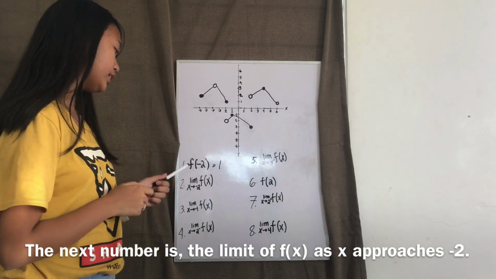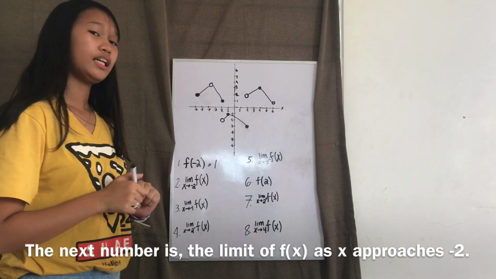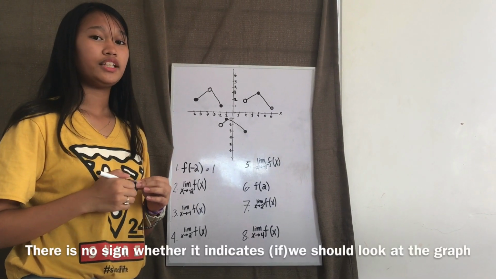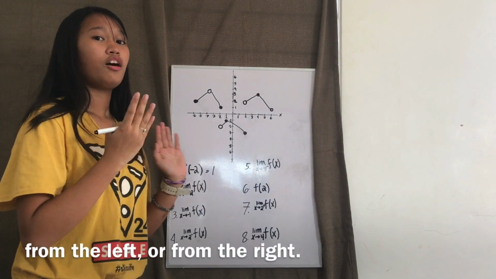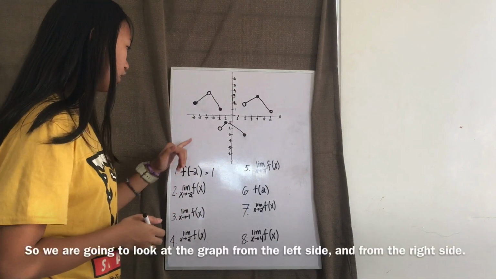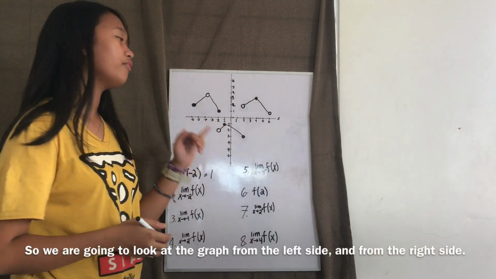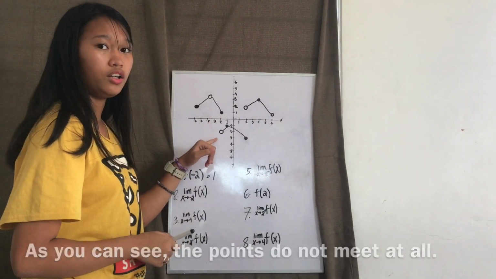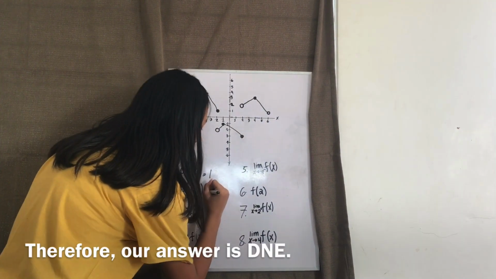The next number is the limit of f of x as x approaches negative 2. There is no sign indicating whether we should look at the graph from the left or from the right. So we are going to look at the graph from the left side and from the right side. As you can see, the points do not meet at all, therefore our answer is DNE.